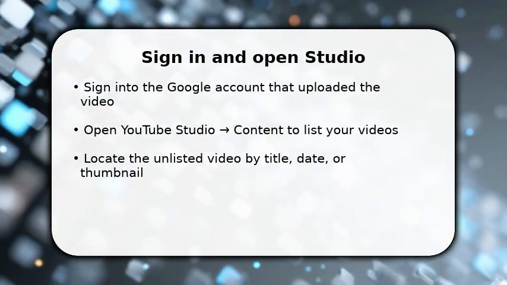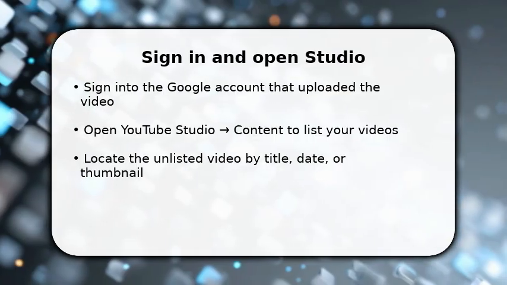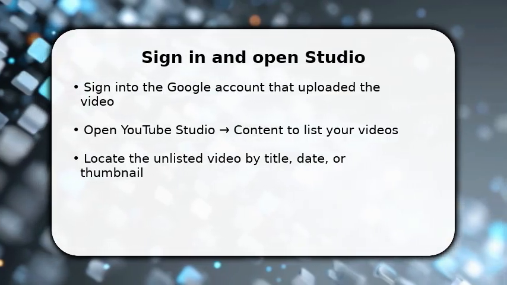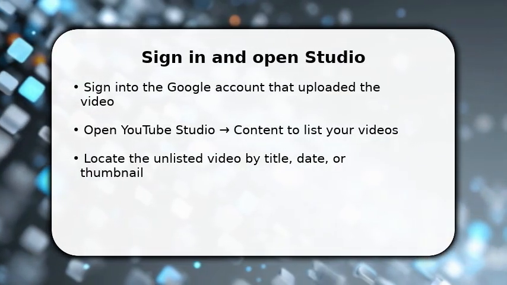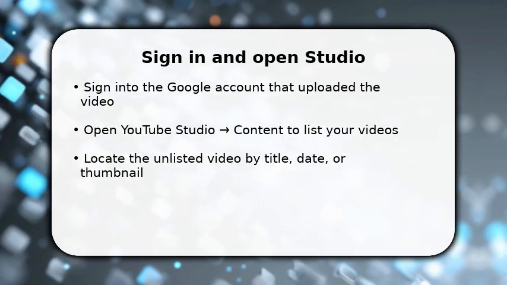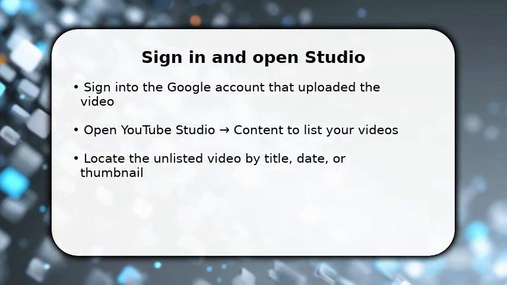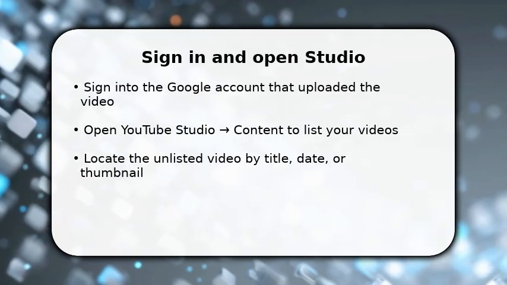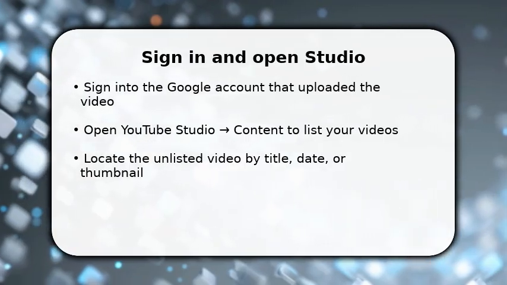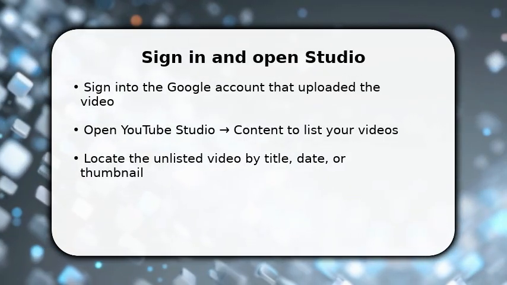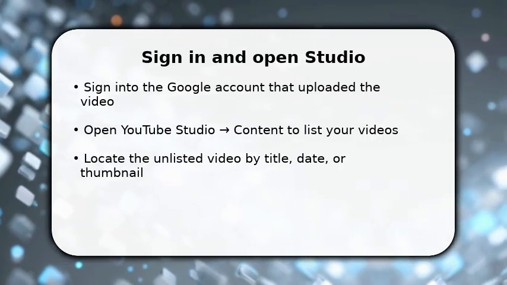You start by signing into the Google account that uploaded the video, because only the uploader or an editor can access the link. Once signed in, open YouTube Studio and click Content to list your uploads. This page shows visibility status next to each title. Find the unlisted video using its title or upload date, then stop.